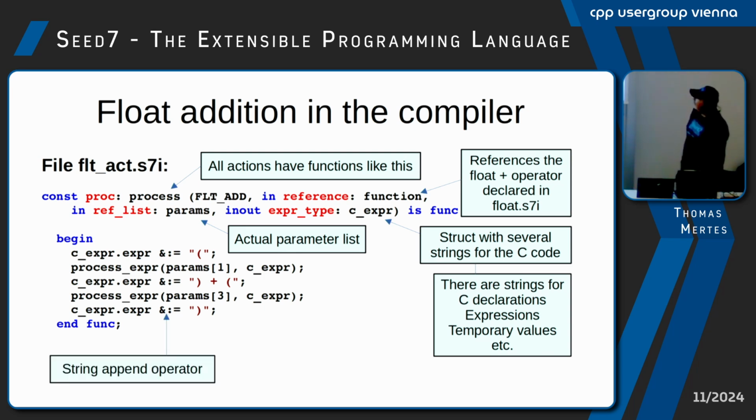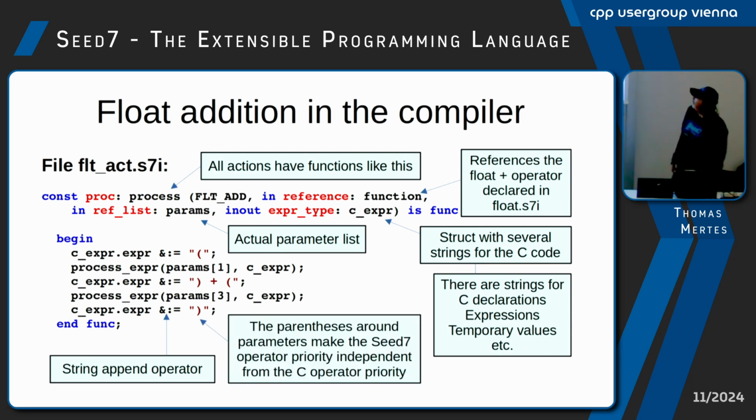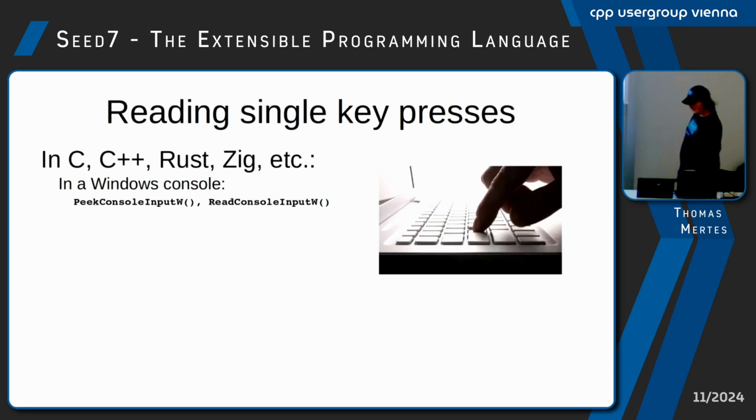And if you wonder what this colon equals is, this is a string append. So we actually append the stuff to this C expression dot expression, and in this case, we append also parentheses. So in the middle line, you see the plus, and around the parameters, we put parentheses, and the reason is Seed7 has operators and priority of operators, and C has the same, and they both should be independent of each other. And we do this with parentheses.